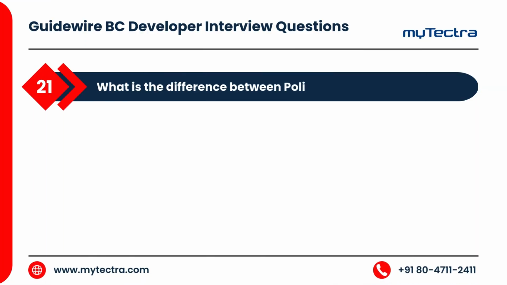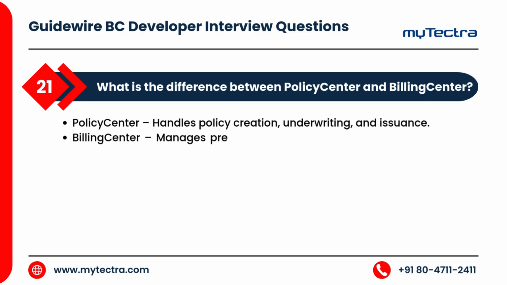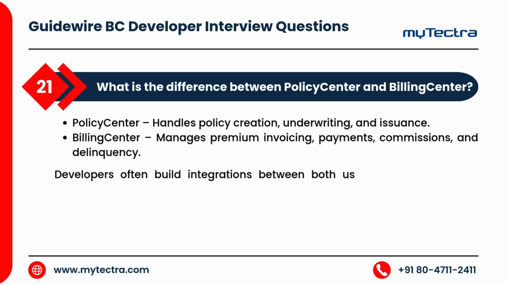What is the difference between PolicyCenter and BillingCenter? PolicyCenter handles policy creation, underwriting, and issuance. BillingCenter manages premium invoicing, payments, commissions, and delinquency. Developers often build integrations between both using web services and messaging.